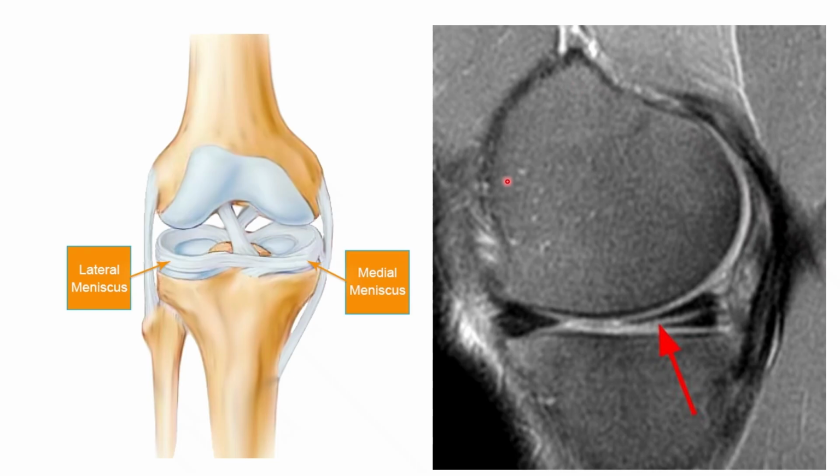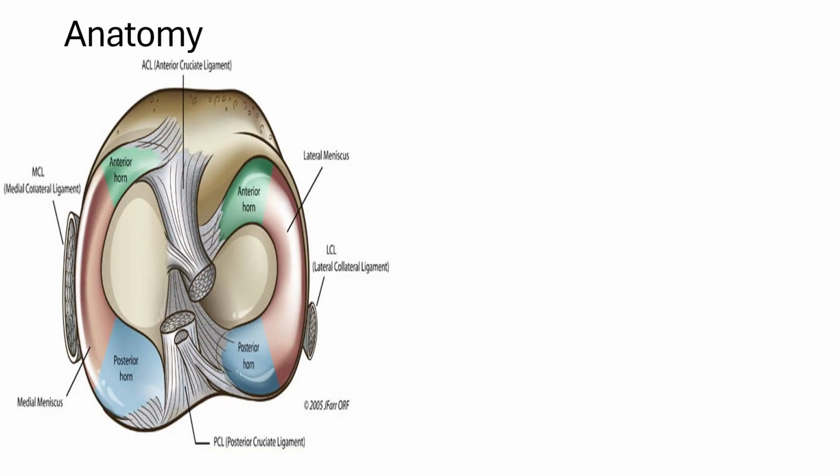So we can see here this is an MRI sagittal section showing a linear high signal intensity within the posterior horn of the medial meniscus. So this is the very sensitive, gold standard imaging modality for meniscal injury. Now, the anatomy of the meniscus.